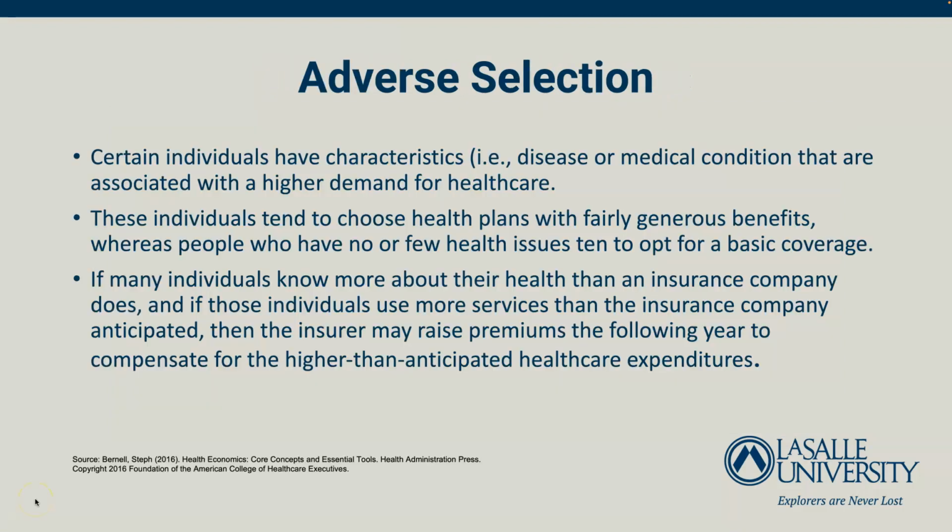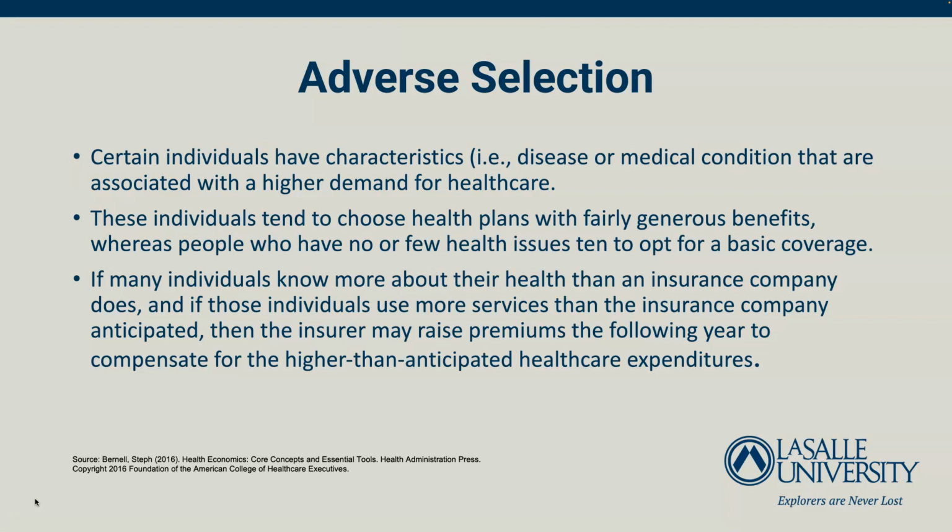In this chapter, Burnell presents 2 concepts related to health insurance and the demand for healthcare, and we'll dive into each of these in much greater detail later in the course when we cover the demand for health insurance. First, a few definitions. Adverse selection refers to the idea that certain individuals have characteristics that are associated with a higher demand for healthcare. These individuals tend to choose health plans with fairly generous benefits, whereas people who have no or fewer health issues tend to opt for basic coverage.